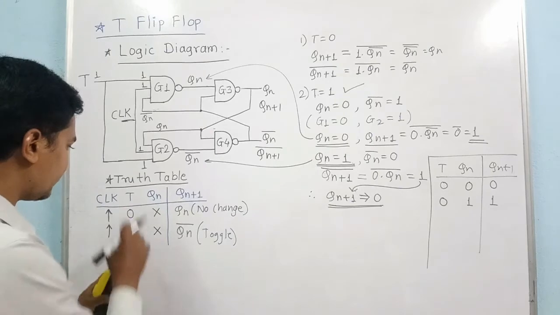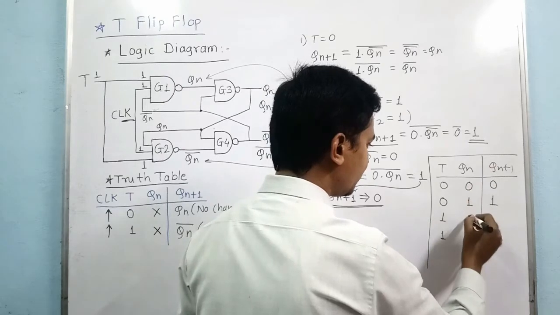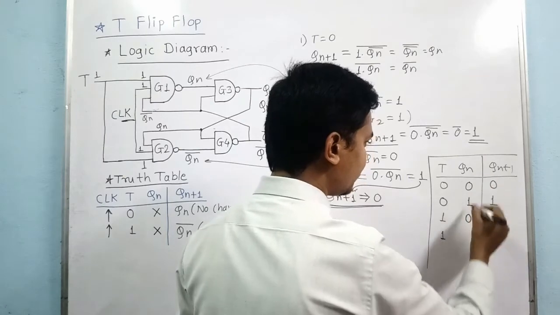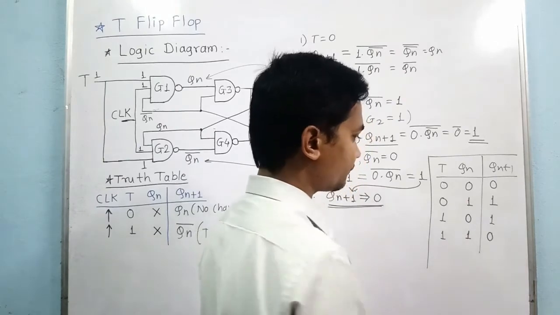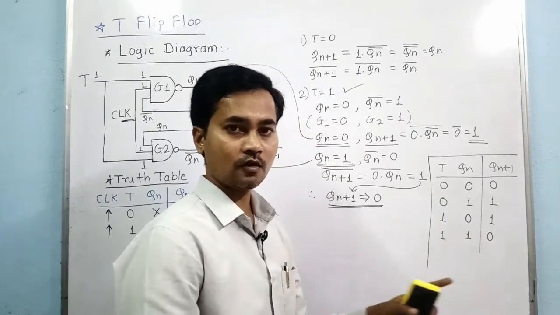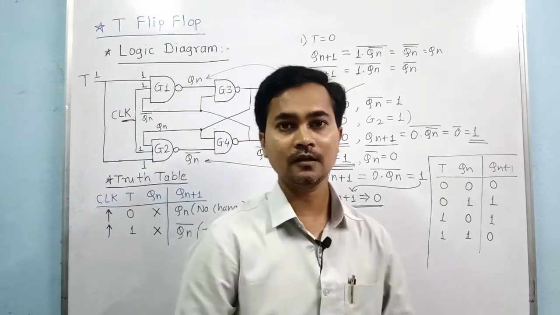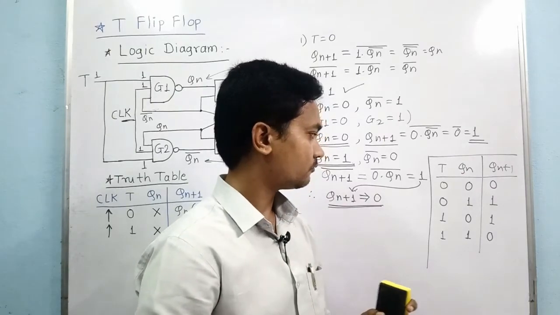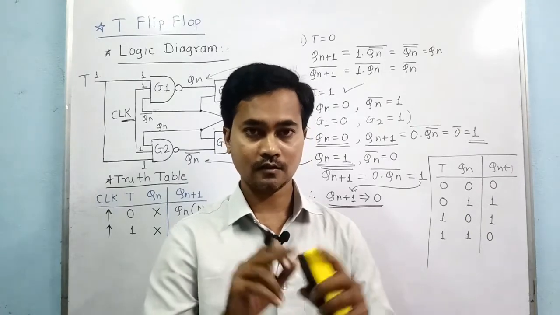And what about the second case, when t equal to 1 and if Qn equal to 0, then output or the next state will be toggled, and if Qn equal to 1, then Qn plus 1 will be 0, that is toggle case. Now from this truth table we have to draw the K map, to find out the output equation. So here how to draw the K map? So if the output is 1, in that case we have to consider only those input combinations to find out the output equation.